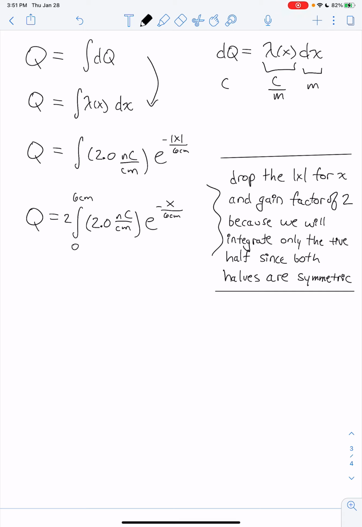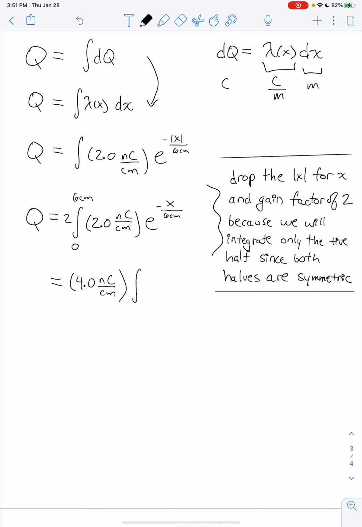The symmetry gives us a way to make this a bit easier on ourselves, provided we see that and follow through. The first thing I always want to do with an integration or a derivative is take things out that don't need to be there. So we're going to take this constant value out front. So then we end up with 4.0 nanocoulomb per centimeter.